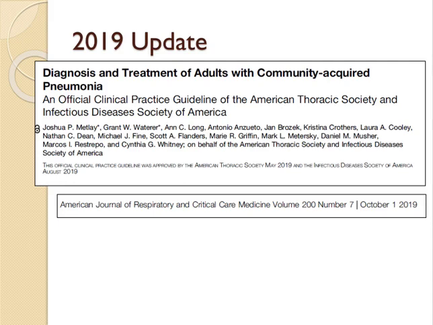So first of all, we are all very excited about the arrival of this document. That was very well needed, and it was published just a couple of weeks ago in the American Journal of Respiratory and Critical Care Medicine. And these are the new guidelines on the diagnosis and treatment of adults with community-acquired pneumonia. So very important updates.